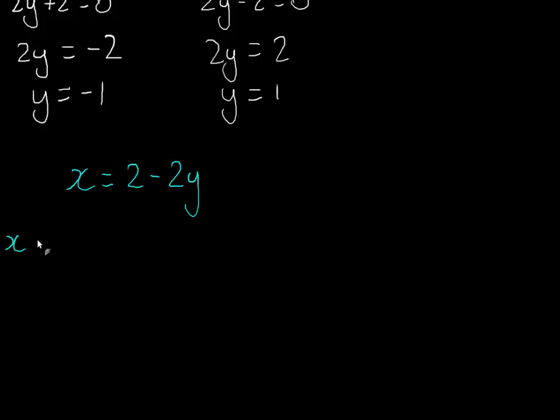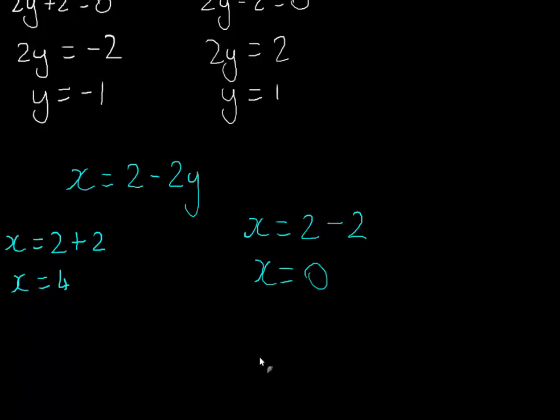So x equals 2, and then we're going to do minus 1 multiplied by minus 2. So that's going to be plus 2. So in that case, x is 4. Or the other one, if y is 1, we'll get x equals 2, and then minus 2 times 1 is minus 2. So that will be x is 0. So that is our two solutions for x. So we've got the pairs again, just like before.